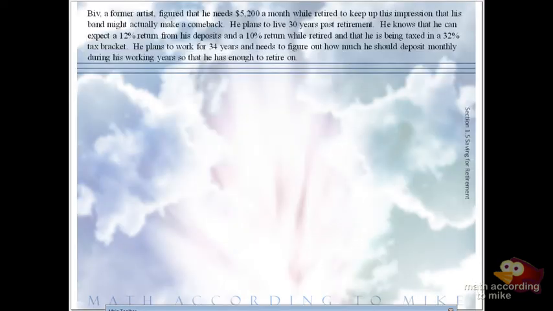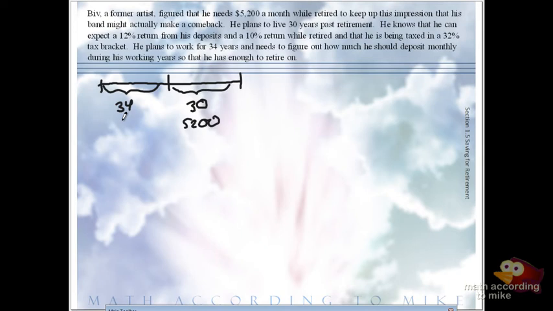Alright, I'm assuming you read it. Here we go. Let's make a little timeline. So Biv plans to live 30 years past retirement, and then we also find that he'll be working for 34 years. He knows that when he retires, he wants to take out $5,200 a month.